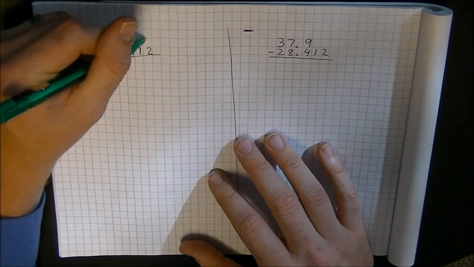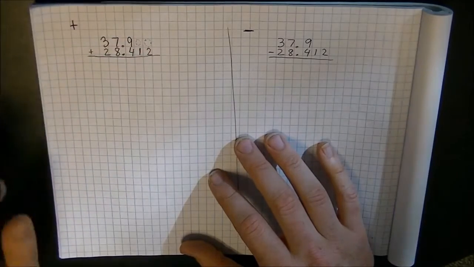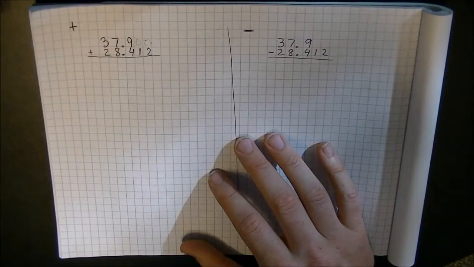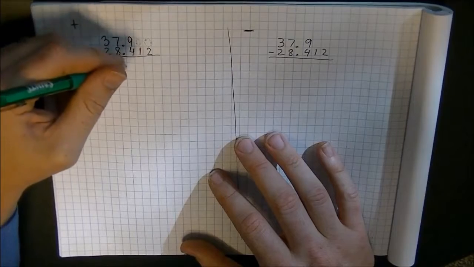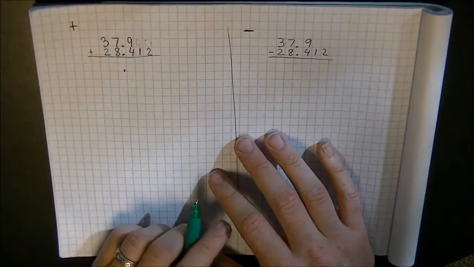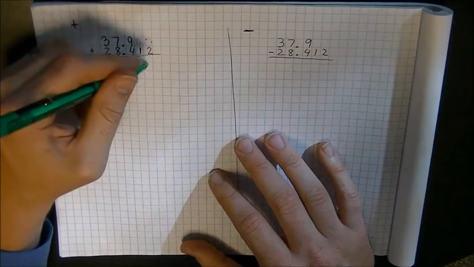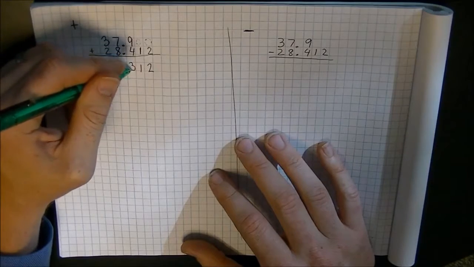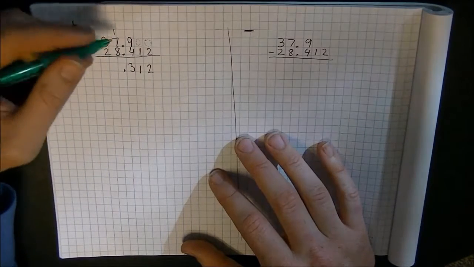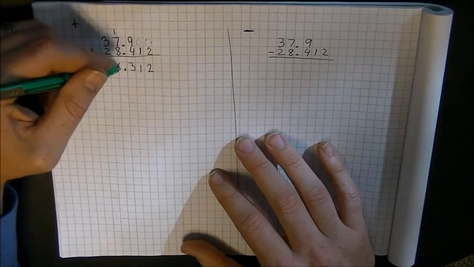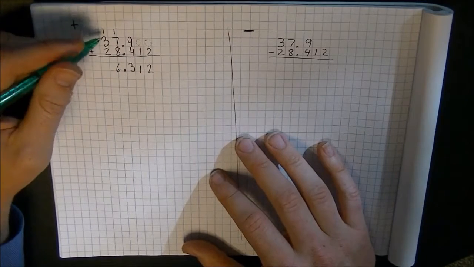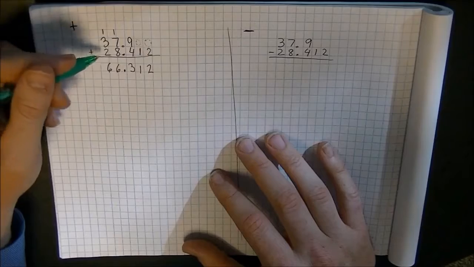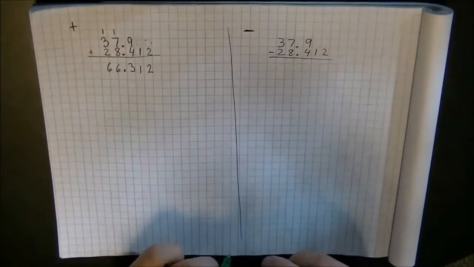So now when we're adding, any blanks that we have, we just fill in with zeros. You don't even have to write them, but I'm going to put in these ghostly zeros just to remind us that those are to be treated like zero. At this point, we're just going to add like they were any other numbers, and the decimal will just stay in the same place. So 0 plus 2 is 2, 0 plus 1 is 1, 9 plus 4 is 13, so that's 3 and carry the 1. 1 plus 7 is 8, plus 8 is 16, carry the 1, and we have 1 plus 3 is 4, plus 2 is 6. So we have 37.9 plus 28.412 is 66.312.